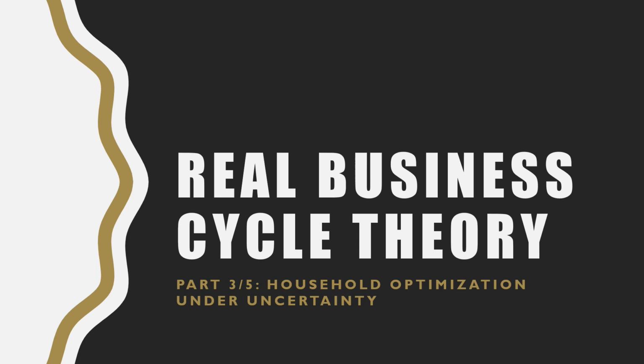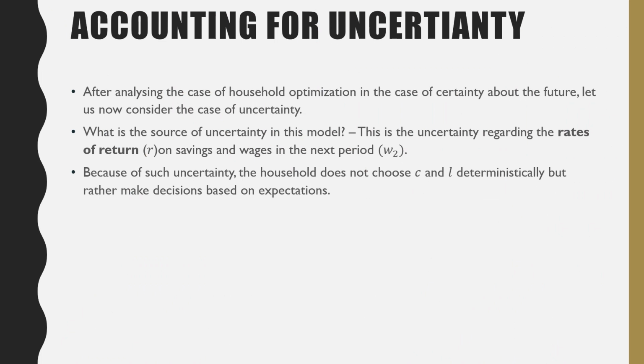Welcome to the third part in our five-part series on real business cycle theory. In this video, we're going to talk about household optimization under uncertainty. Let's go. So after analyzing the case of household optimization in the case of certainty about the future, let's now consider the case of uncertainty.